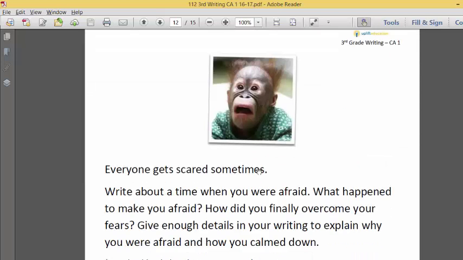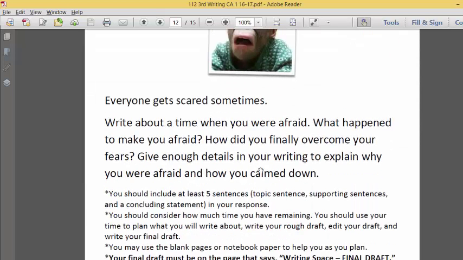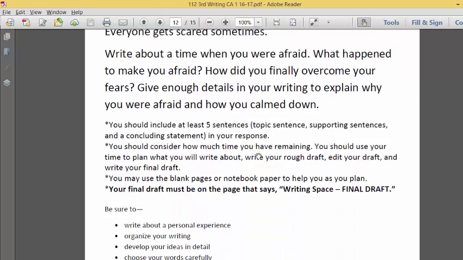The prompt for CA1 is a narrative prompt about a time when the scholar felt afraid or scared. There's many guiding questions for them. What happened, how did they overcome, and then just reminding them to give enough details to explain why they were afraid and how they calmed down.